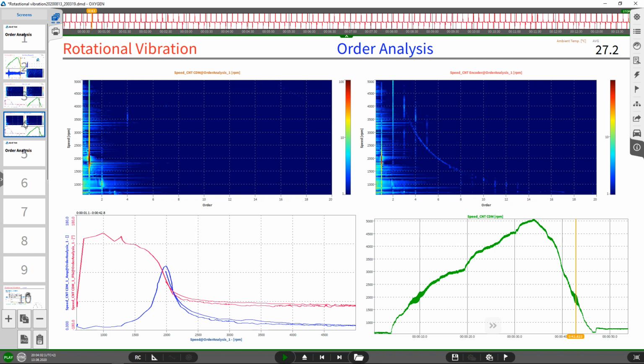With this diagram, it is much easier to distinguish, see and investigate higher orders. In our case, the first order is the dominant order, so we could only see the first order here. But in case we are investigating gearboxes, higher orders and frequencies are present, and it is much, much easier to see this here in the order spectrum.